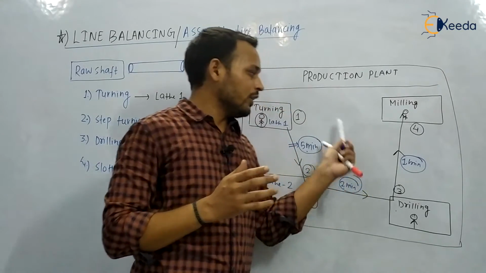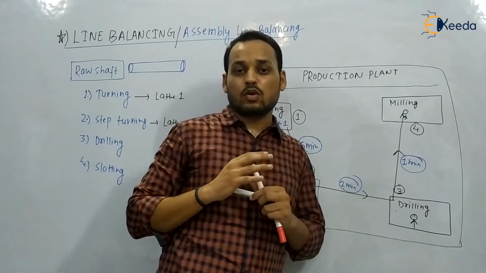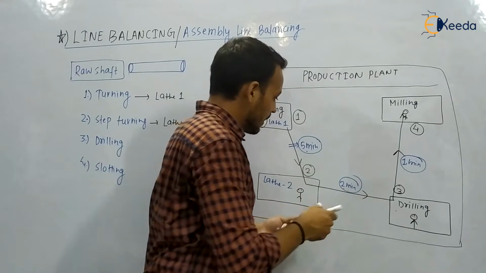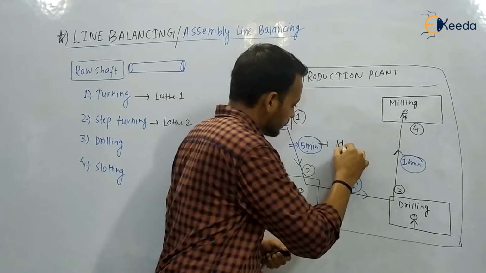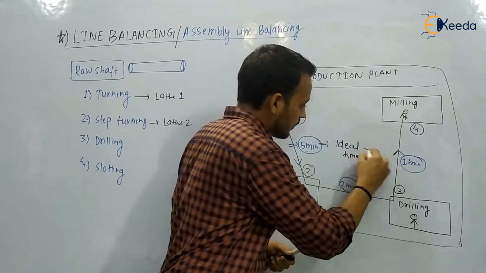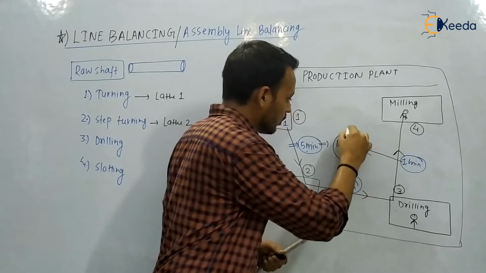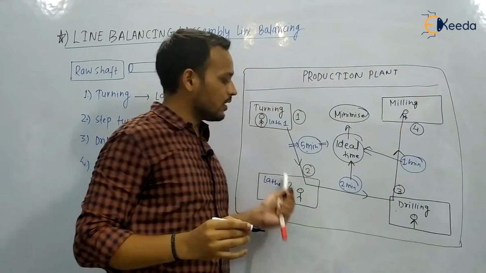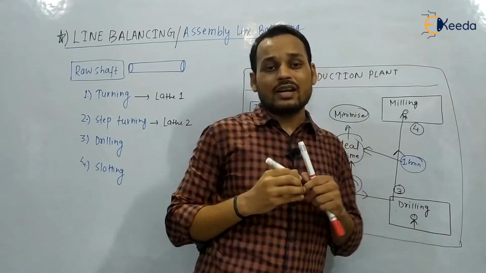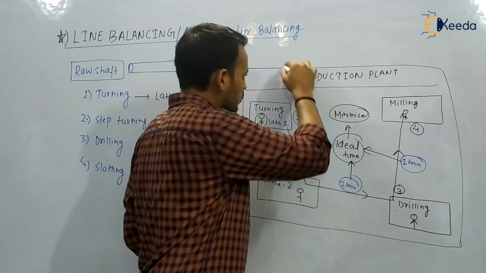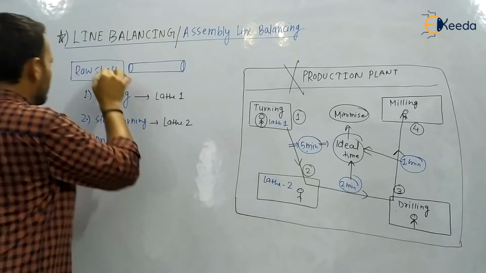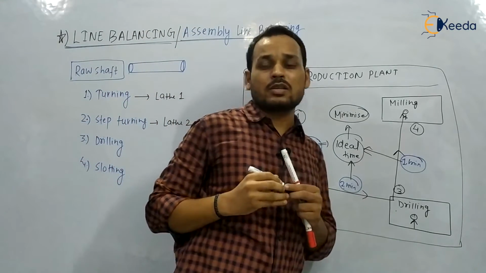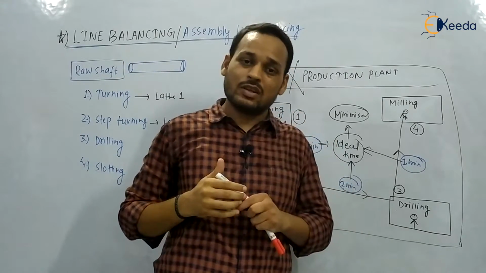So we want to avoid these types of problems. We want to minimize the idle time. These times are known as idle time, and we want to minimize this idle time and the unnecessary movement of material handling. That's why, to avoid these types of problems, we are adopting line balancing or assembly line balancing.